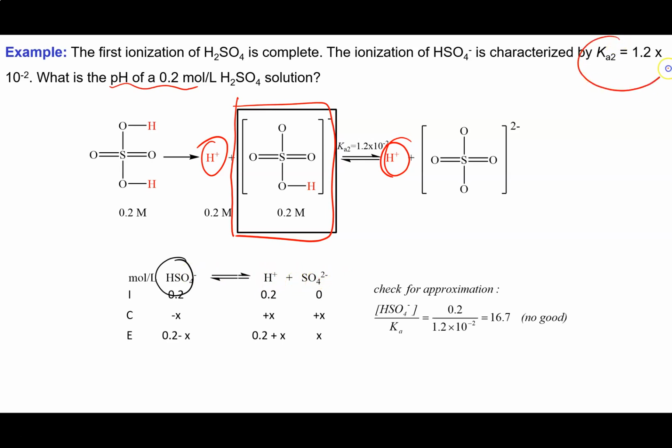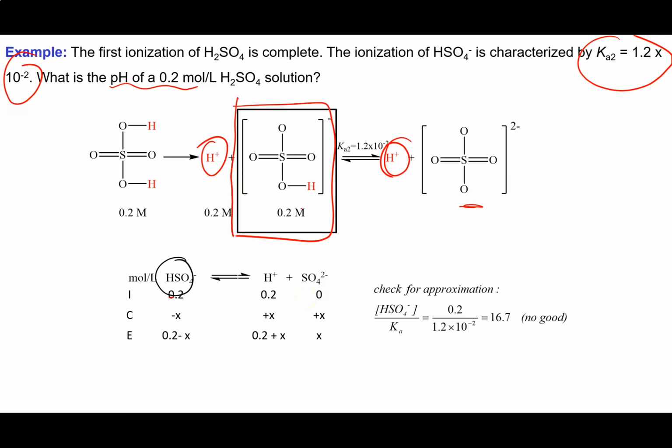We have the Ka for that. It's 1.2 by 10 to the minus 2. So my starting concentration of HSO4 minus is 0.2, and my starting concentration of H plus is 0.2, and my starting concentration of SO4 2 minus is 0.